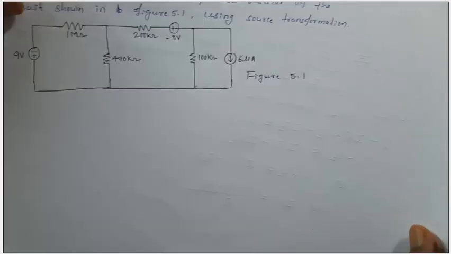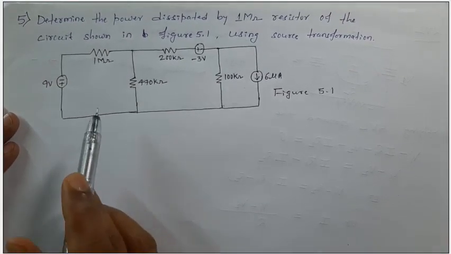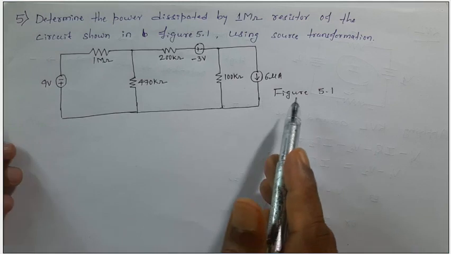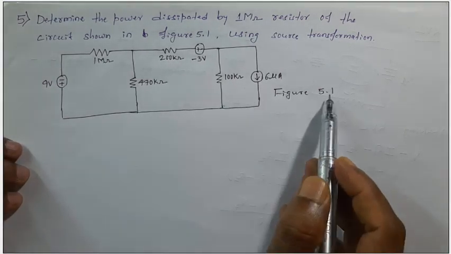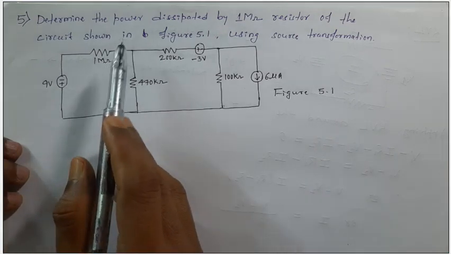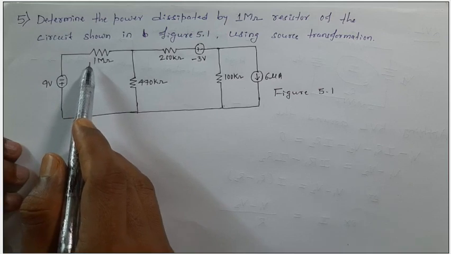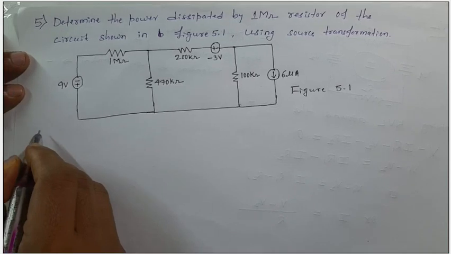one more numerical, the fifth one. Determine the power dissipated by the 1 mega ohm resistor of the circuit shown in figure 5.1 using source transformation. Dear student, this is figure 5.1. We are supposed to determine the power dissipated by the 1 mega ohm resistor. This is the 1 mega ohm resistor, right. So let us start the solution for this.